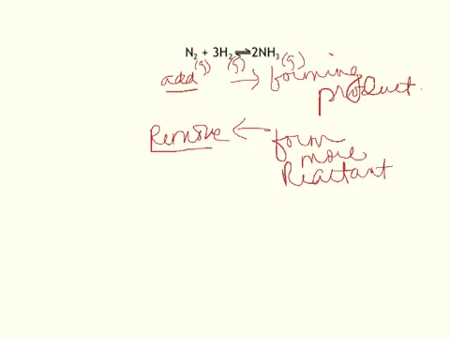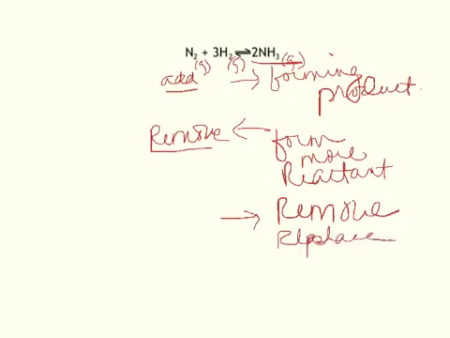Now let's take a look at what happens to equilibrium if we remove ammonia. So now I'm removing from the product side. Equilibrium is going to want to shift to replace the ammonia that I have removed. So equilibrium is going to shift towards producing more ammonia.